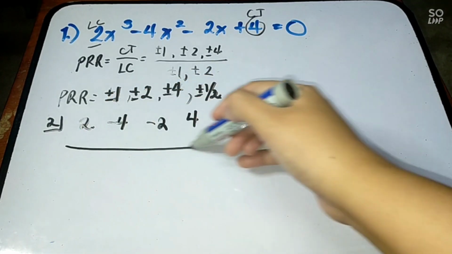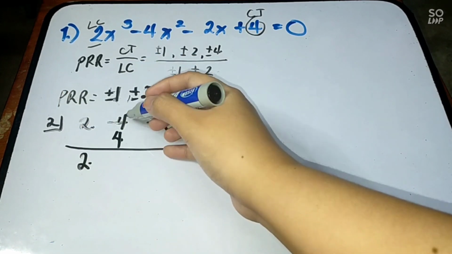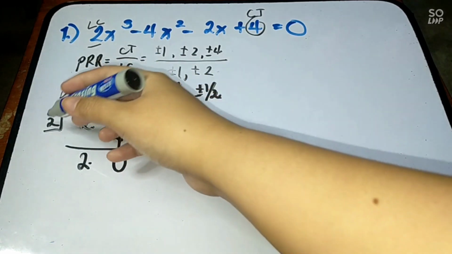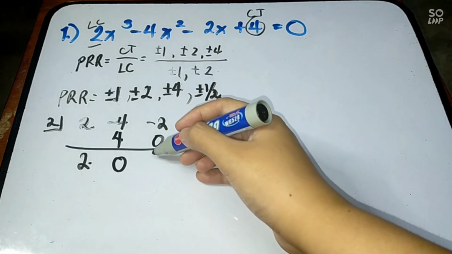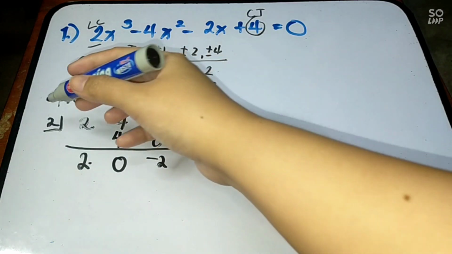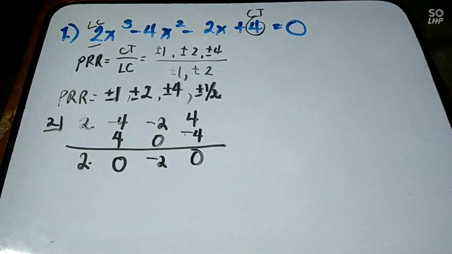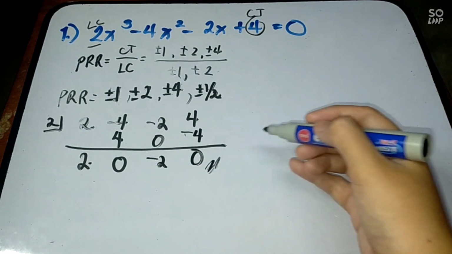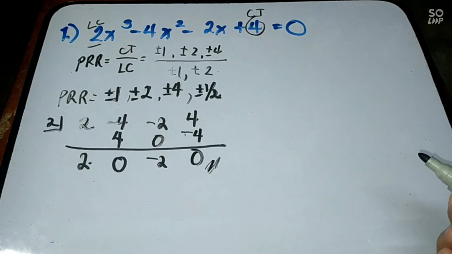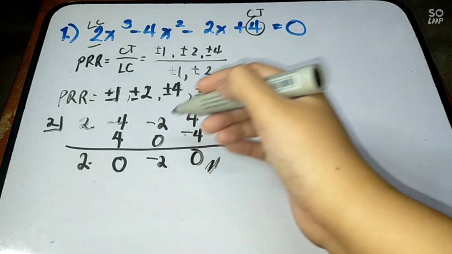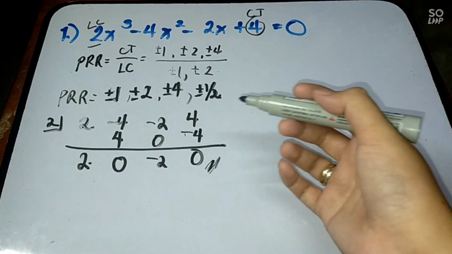Then, afterwards, synthetic, bring down 2. 2 times 2, the answer is 4, right here 4. Then subtract, we have 0. 0 times 2, we have 0. Negative 2 plus 0, the answer is negative 2. Negative 2 times 2, the answer is negative 4. 4 minus 4, the answer is 0. Since 0 ang ating huli or your remainder, therefore, 2 is a factor. Is it clear? So, since we have here a factor na, meron na tayong isang sagot as the real roots.